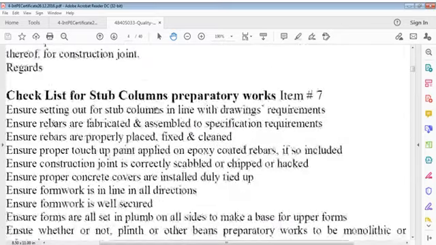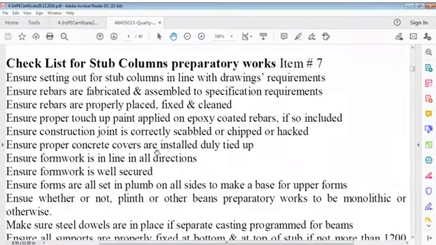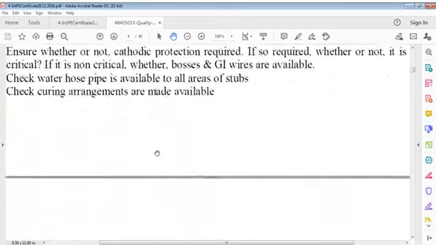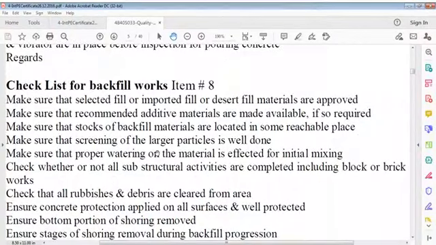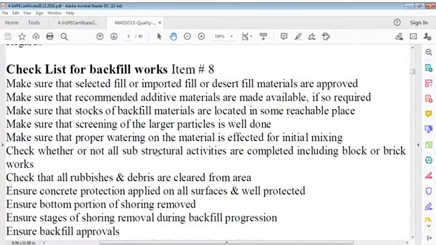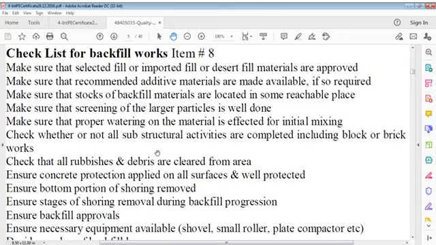We can review this stub column, setting out and rebar fabrication. All these activities are shown here, and we have to go to the concrete checklist for backfill works. Now, backfill works.